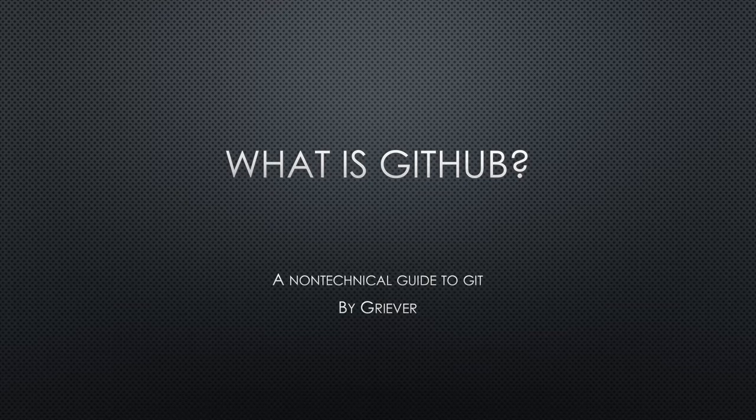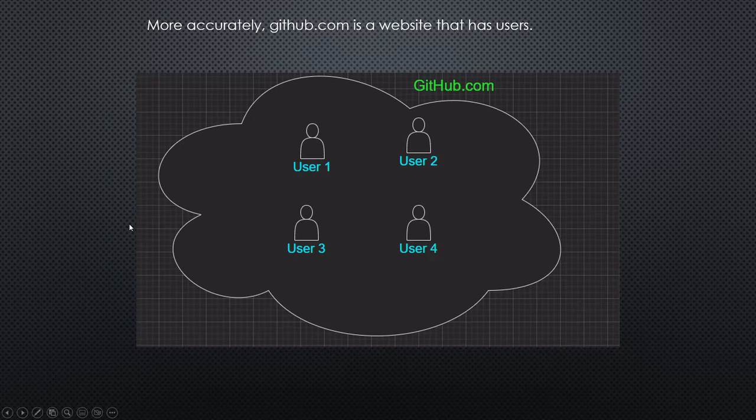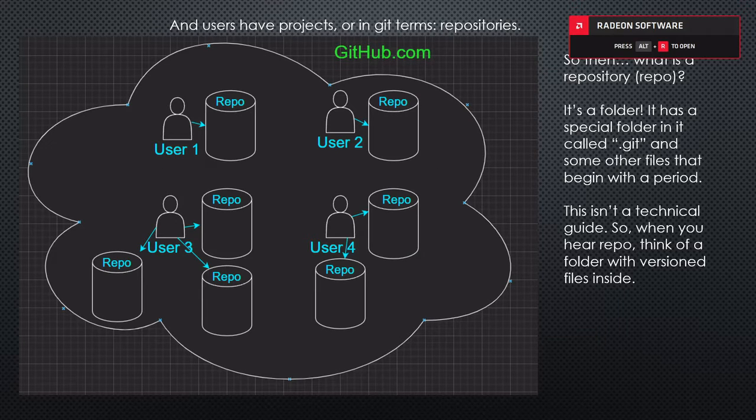Now that we know a little bit about Git, what is GitHub? GitHub is a website. GitHub also happens to have users. And users have repositories, or in our very simplified version, a folder with a .git folder inside of it.